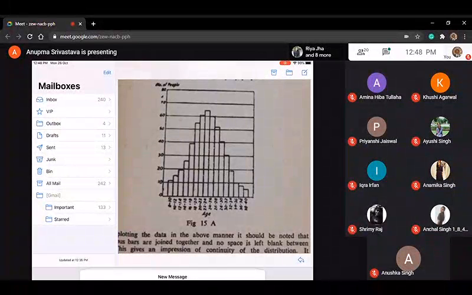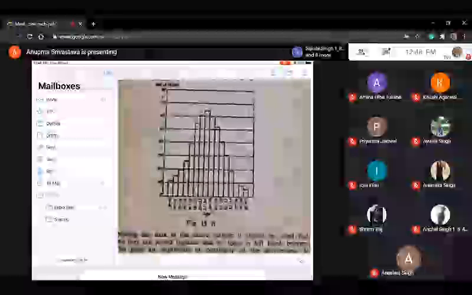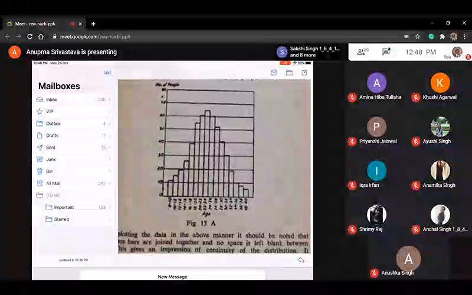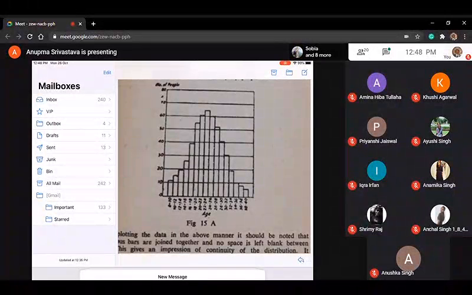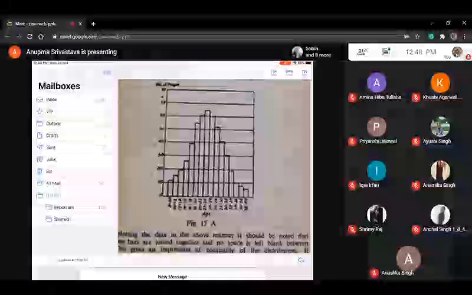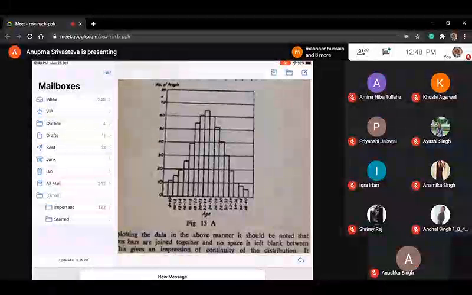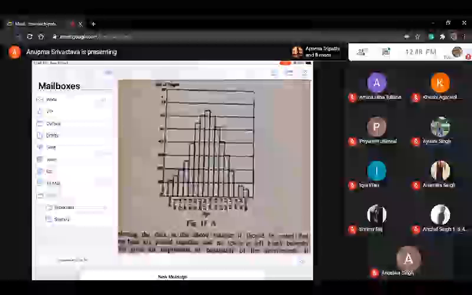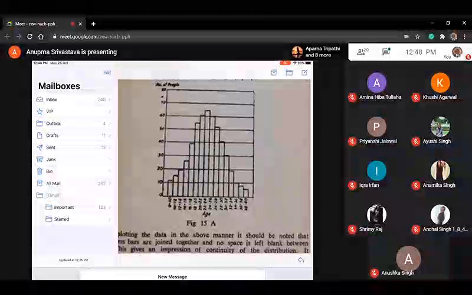Then 10 to 12, because it's a continuous series, it's a continuous class interval, so you don't have to disjoint it. Like earlier we did a discrete series. In a discrete series, when we make bars, we make them separate, but in a continuous series, when you make bars, they are joined, because the highest class interval limit of one is the lowest of the next. That is why you don't have to separate it.